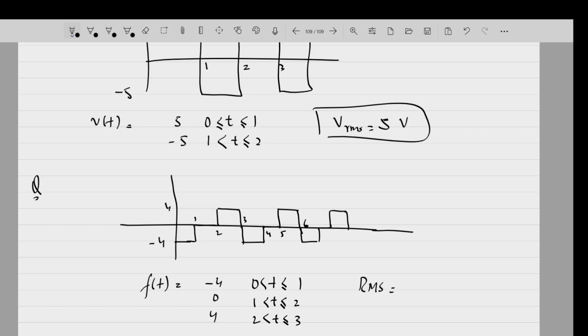It is periodic over 3 seconds, so you can find out the RMS value of this. RMS value कितना आएगा इसका? रूट में 32/3 सर। Hmm, 32/3. 3.26.